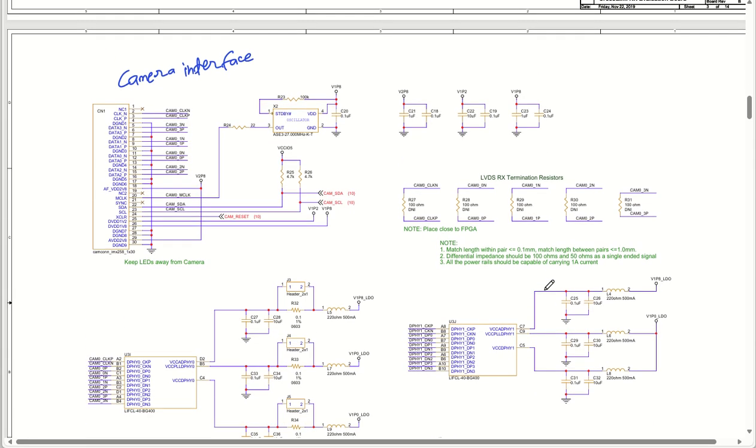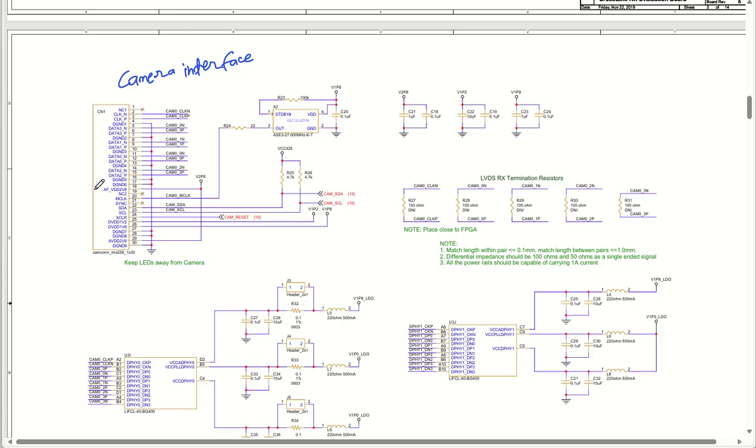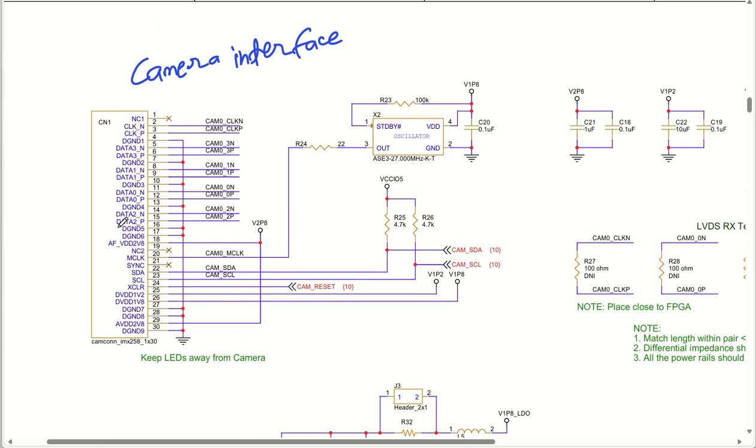So we have the camera interface. As you can see, this is the camera interface. A very standard connector is there, and this particular connector has clock negative and clock positive, that is the differential clock. Then we have data lines, that is 3N 3P, 1N 1P, 0N 0P, 2N 2P, like 0 1 2 3. So all four pairs of data lines of your camera are connected here, right?